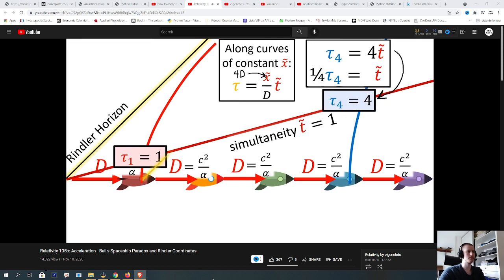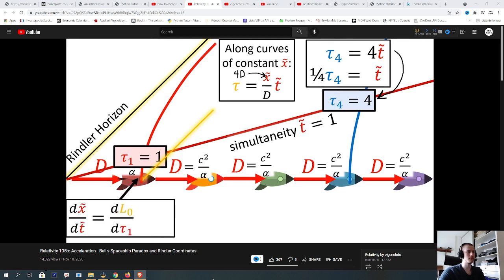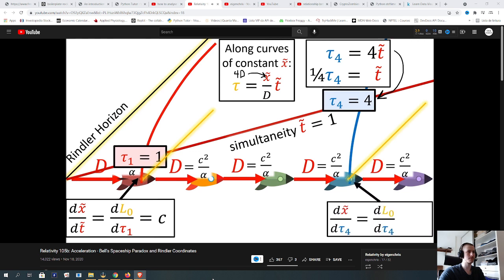A beam of light next to the first spaceship will have a speed in Rindler coordinates of dx tilde by dt tilde, which is just dl0 by d tau 1, which is the ship's local proper time. As stated before, the local speed of light in an instantaneous inertial frame is always c. If we measure the local speed of light at the fourth spaceship using the local proper time tau 4, we also get a speed of c, because this is also an instantaneous inertial frame.